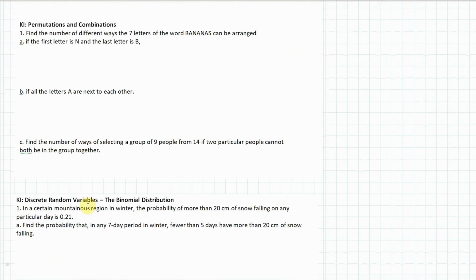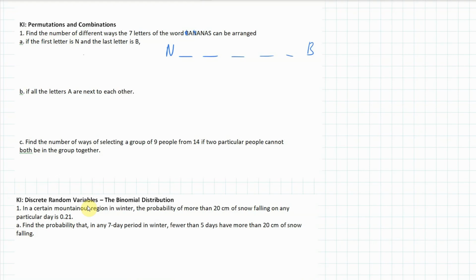Permutation. Oh, this is like one we did in class a while ago. Find the number of different ways the 7 letters of the word bananas can be arranged, if the first letter is an N and the last letter is a B. Okay, so how many? 7 letters. So we've got N, 1, 2, 3, 4, 5, and then we've got B. Now let's just have a look. That means we've got rid of this and we've got rid of this, leaving us with A-A-N-A-S.